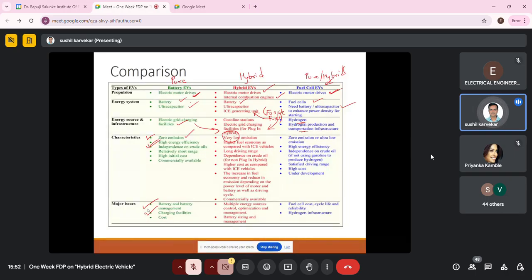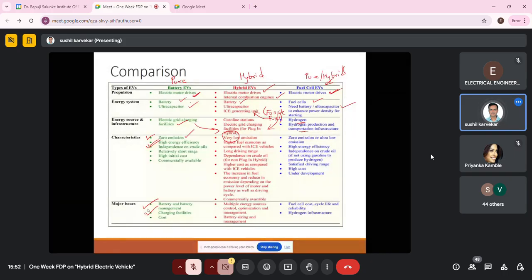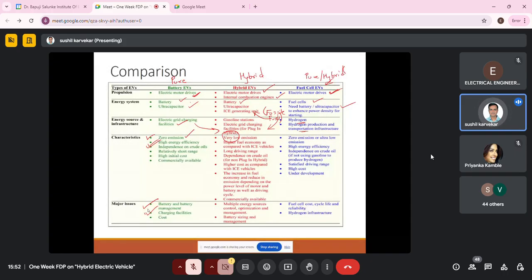And then the fuel cell life cycle and reliability, as I said, it's a slow reaction. Okay, so you have to make use of an IC engine based system so that we can cater to the emergency energy requirements while driving the vehicle. Okay, so this is the very basic part that I wanted to tell so far as the topologies are considered.